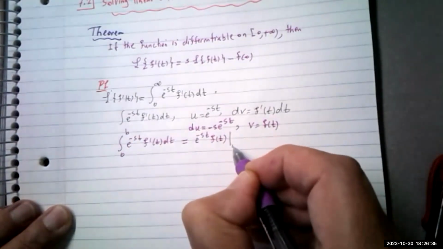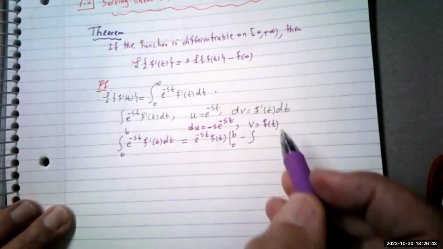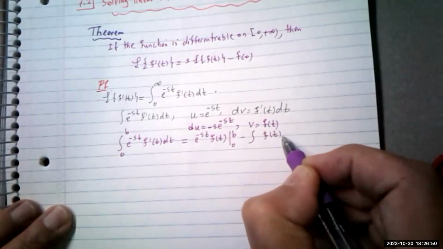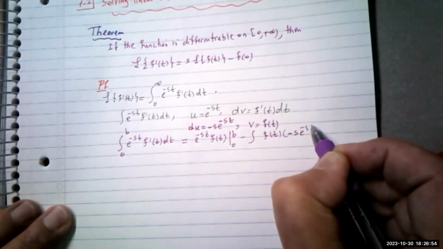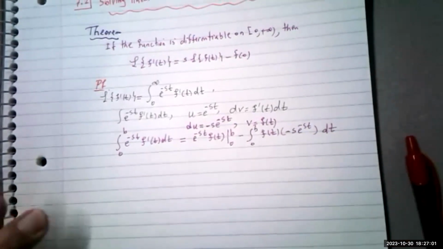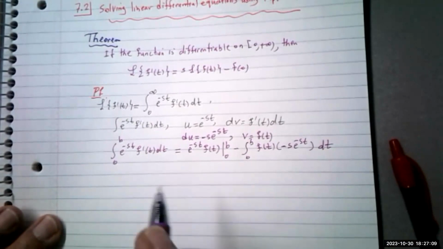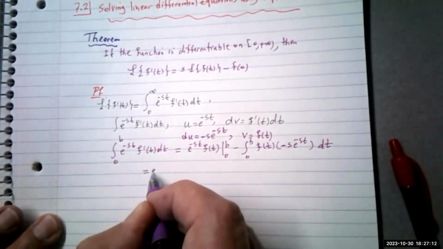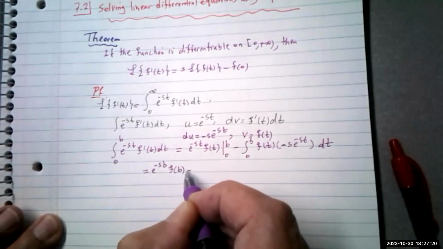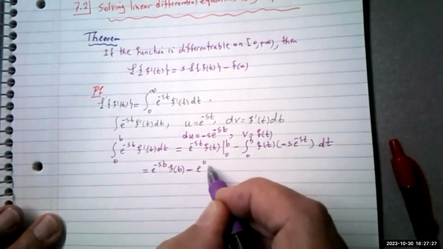Going from 0 to b. Then minus integral of v du. So it's going to be v, and this is your du. So that's going to be what? F of t times negative s e to the negative st dt, and going from 0 to b. Okay, so this is going to be the case. Now let's simplify it a little bit. If you substitute, that gives you e to the negative sb f of b minus, if you replace the t by 0, so what do you get? It's going to be e to the 0 f of 0.